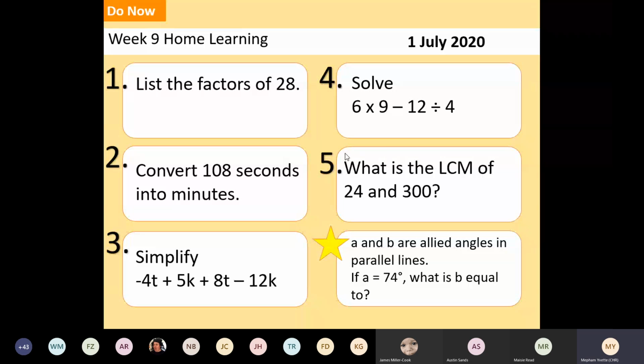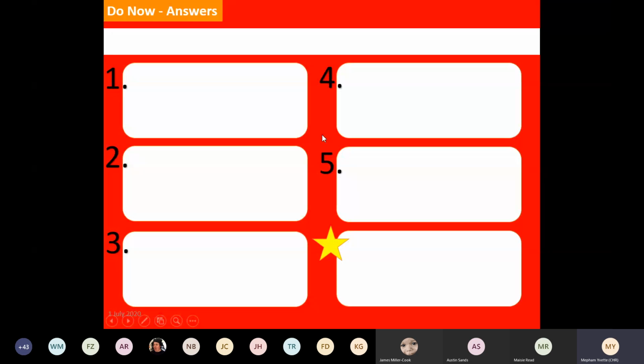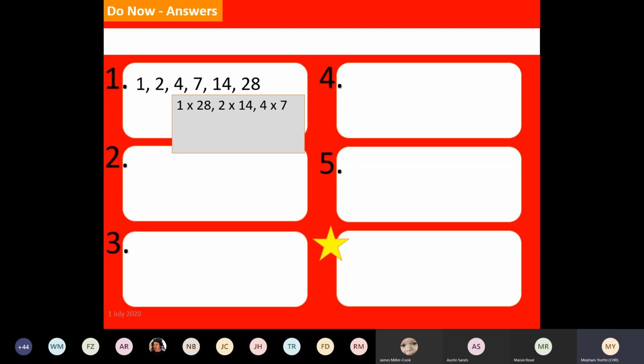Okay, so let's go through the answers together now. So if we want to list the factors of 28, which is question 1, these are all 6 factors that you should have listed: 1, 2, 4, 7, 14, and 28. Remember that a factor is a number that divides into another number and leaves no remainder. So if we list out all the possible multiplications using whole numbers that we can make to make 28, we should have these 3 multiplication pairs. So we should be able to list the factors like so.